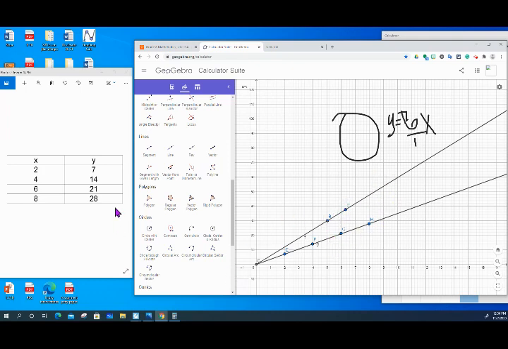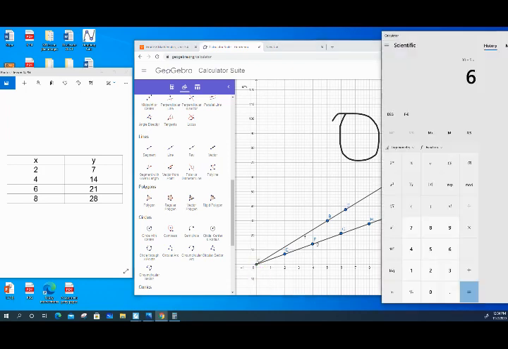So let's figure out what the rate of change is. Whenever we start at 0, 0, once again, we're going to go back to our calculator and figure it out. Because all of those points are on the line, I can simply go rise over run. So 7 divided by 2 is going to be 3.5. Let's just see if they're all the same. 14 divided by 4, 3.5. 21 divided by 6, 3.5. And 28 divided by 8, once again, 3.5.